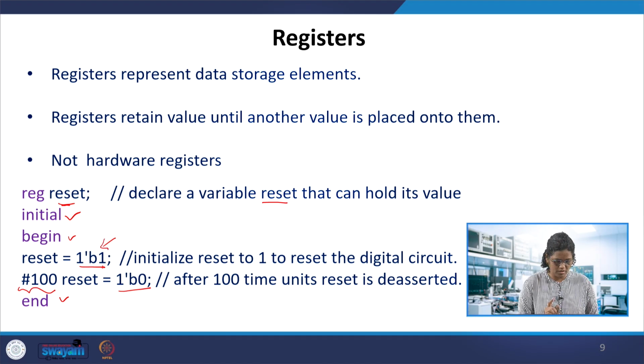So when the initial is executed, it makes the reset value 1 in this code, initializing the reset to 1. After 100 time units, the reset becomes 0. So we can change this reset variable to 0. That's what is deasserted, from 1 to 0. This is a small snippet of Verilog to show a register. You can see that the register reset is declared, and it can change value within the procedural or behavioral description here.